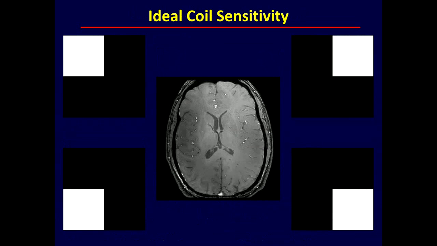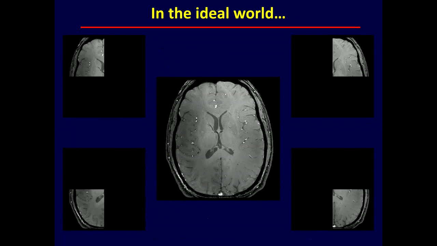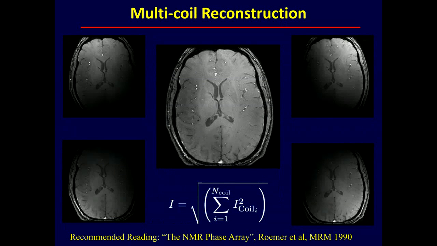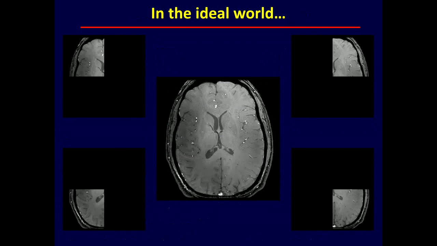Now, you might ask, if we can make a coil sensitivity like this, a perfect square, where within the square it's perfect one and outside the square it's perfect zero, then the problem is solved. You could just put the four coils around the head, and each coil picks up a quarter of the image, and you put them together. But in reality, it doesn't work that way, because the coil sensitivity is really smooth in space. There's no way you can make a sharp transition from 0 to 1 instantaneously. That creates a problem. That's why parallel imaging has to be used.